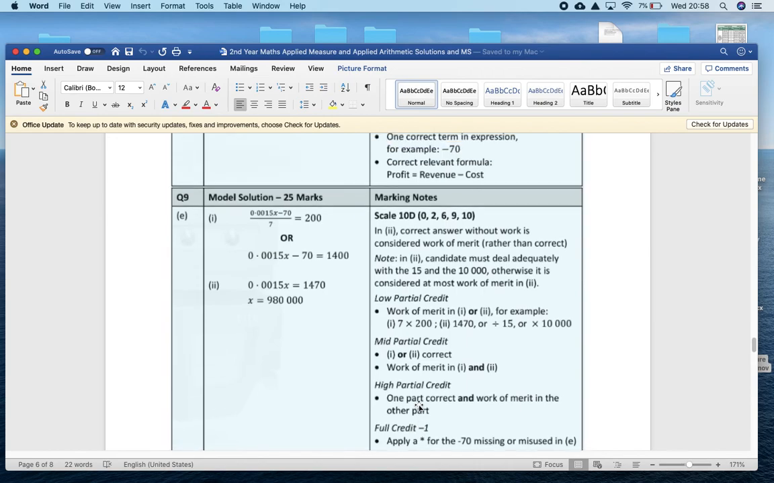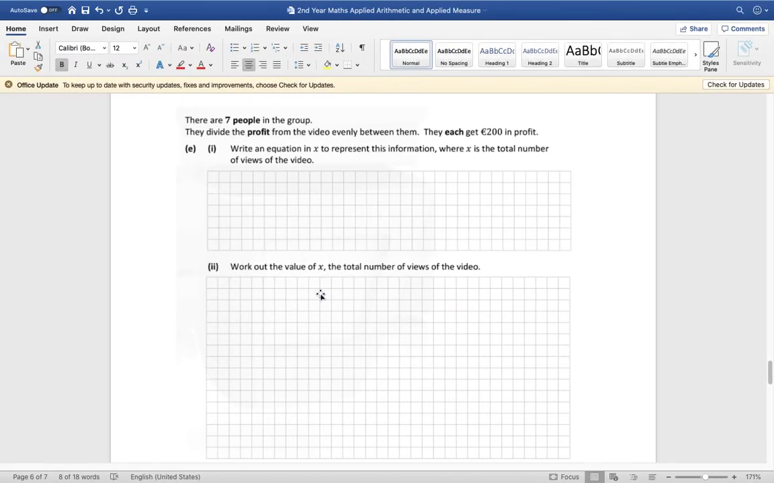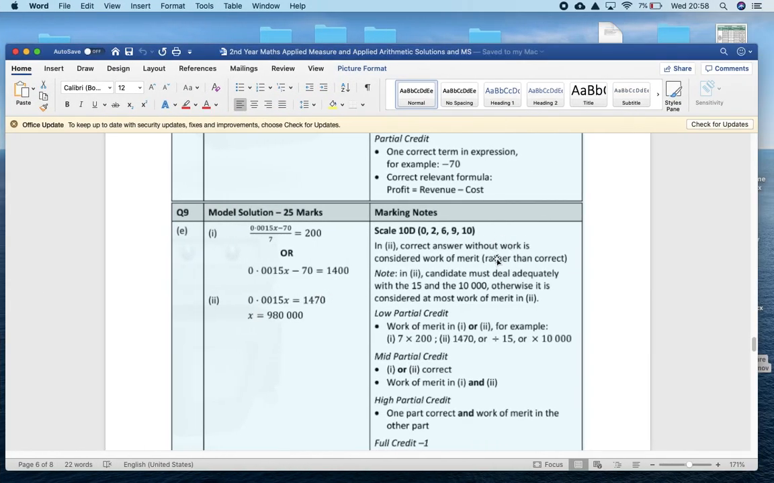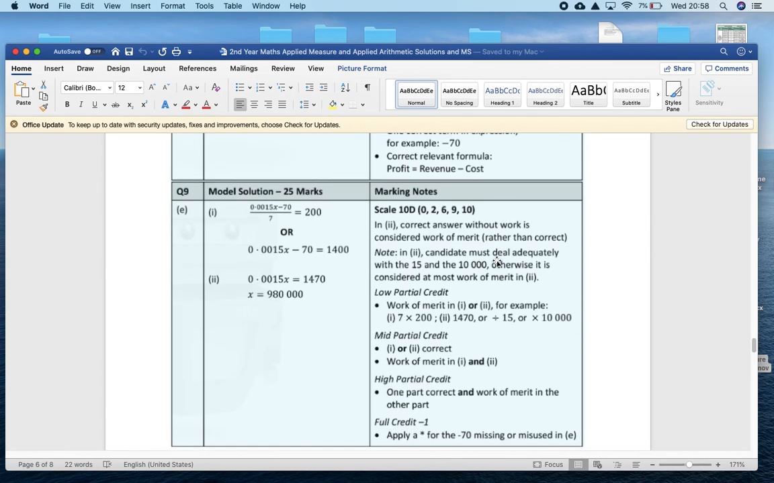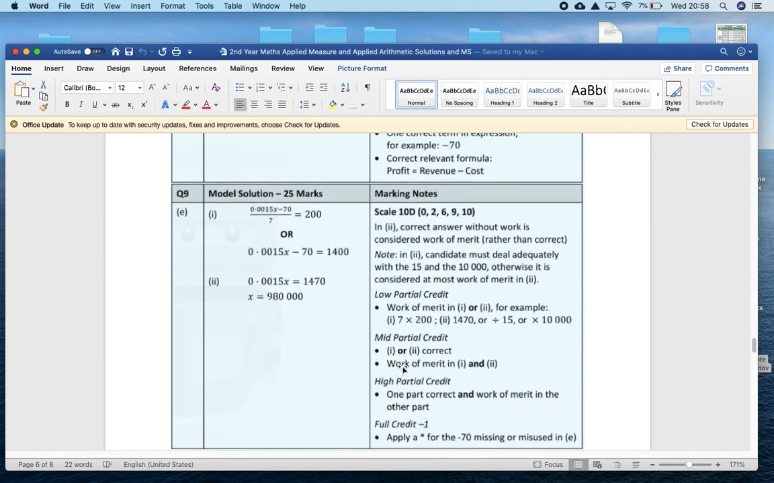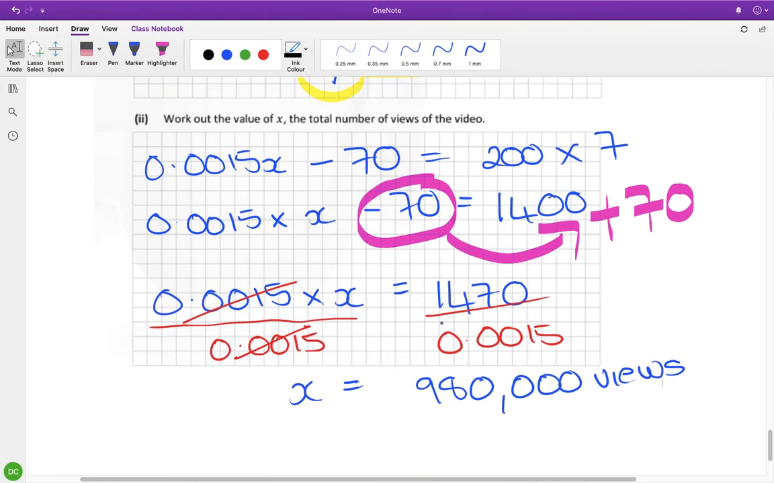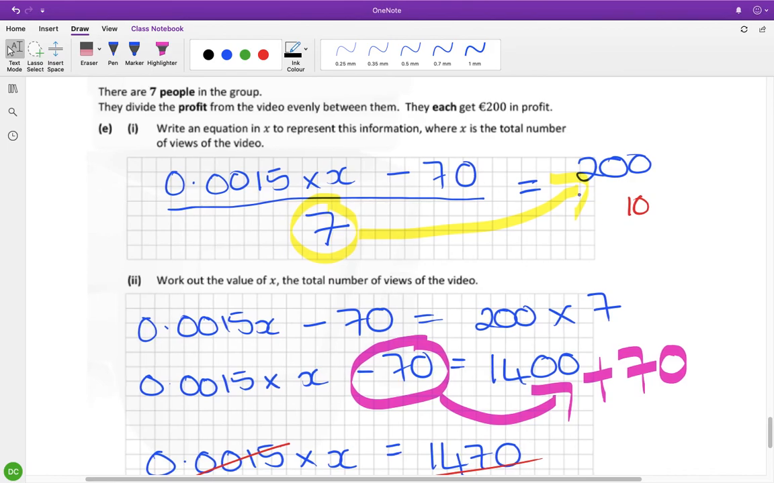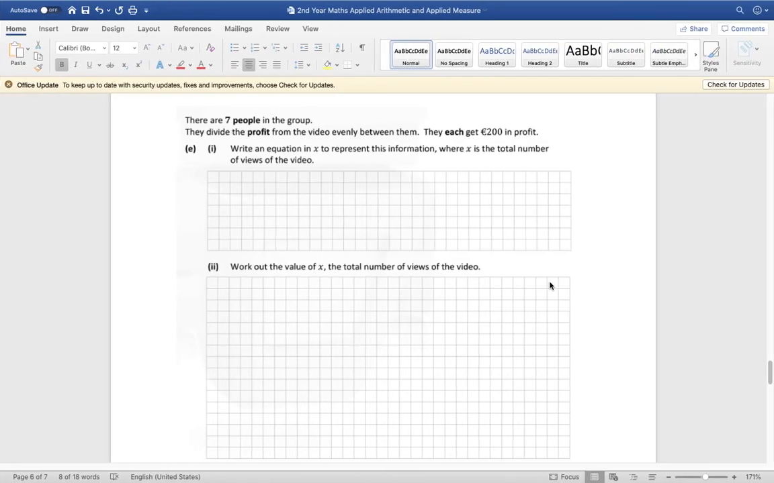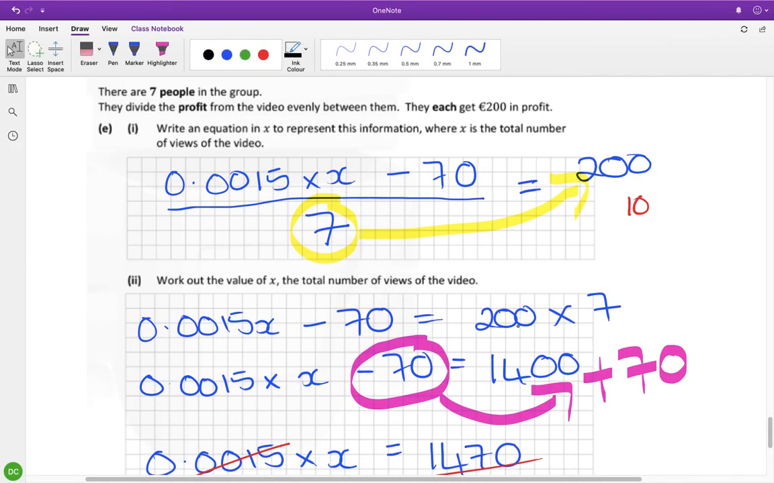And again, I'm after messing that up. E part 1 and 2 are marked together, are they? Let me go back. Yeah, they are. So it's 10 marks in total for the 2 of them. If I got only 1 part correct, I'd get a mid partial, so I get 6 for only 1 part correct. Okay, so I got both parts correct there, so there's my 10 marks. And that's it for that one.